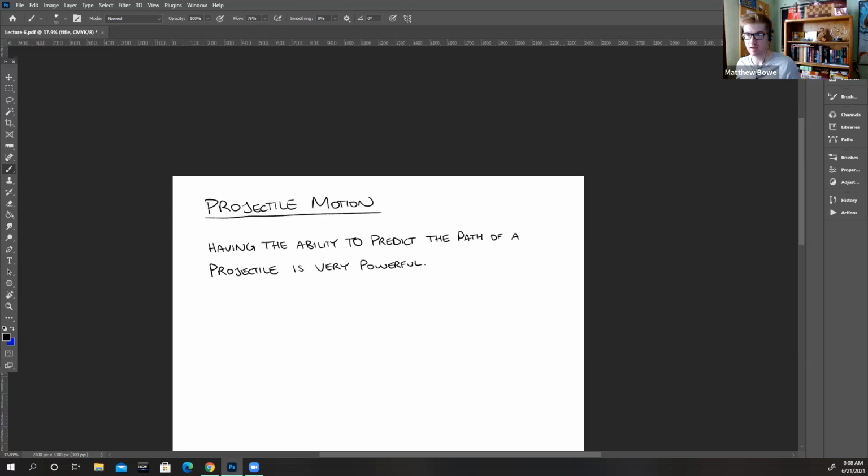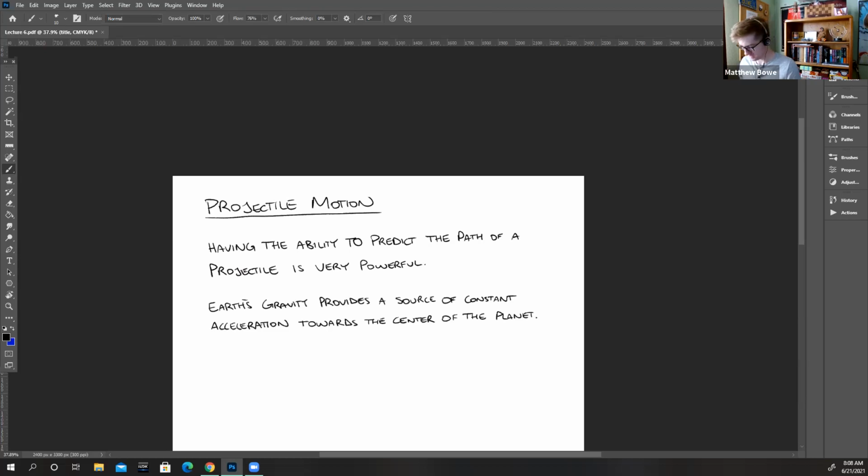Projectile motion is a powerful tool to predict where something will land as you launch it with some velocity. It could be a cannon firing a cannonball, a stunt person jumping from ramp to ramp, or just timing how long something takes to fall off a cliff. You can determine how far it will land from the base, and it's very common in a world with constant acceleration. And that's precisely what we have. We have an Earth that provides a source of constant acceleration.